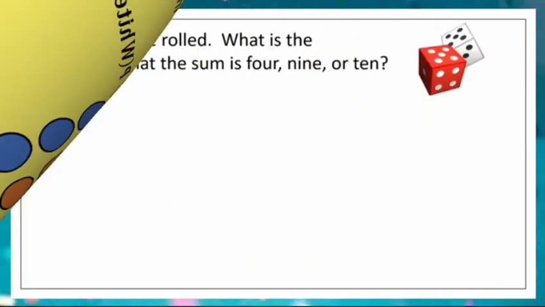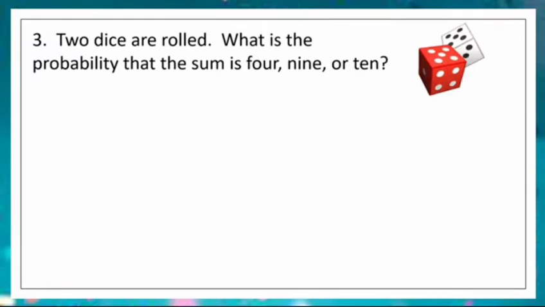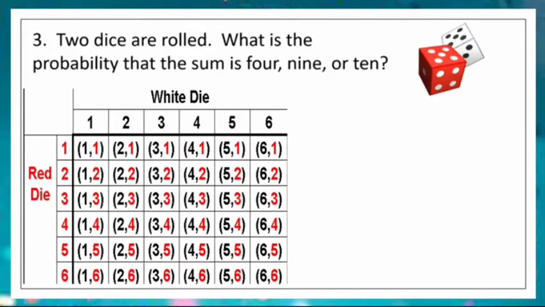The next question here says, 2 dice are rolled. What's the probability that the sum is 4, 9, or 10? Now, the first thing to do here is draw out a table containing all your possible outcomes. How can we do that? Draw a table, have the outcome of the first die, the white die, on the horizontal, 1 to 6, and the outcome of the red die, the second die, on the vertical, 1 to 6. And if you interpolate them, you have 36 different possible outcomes.